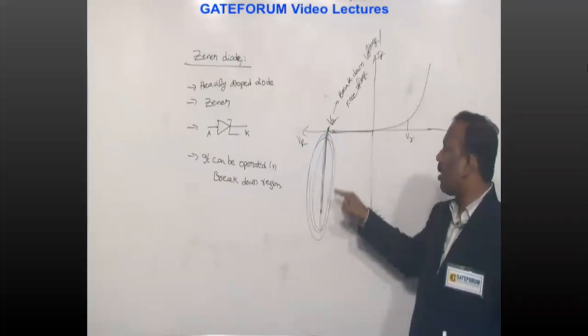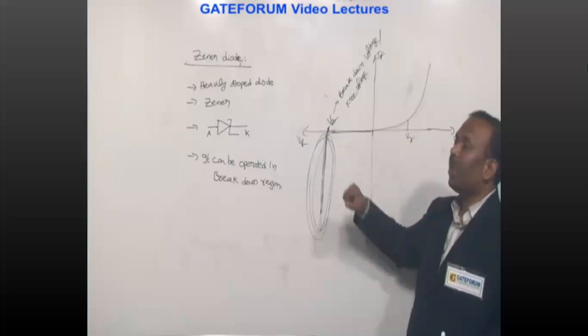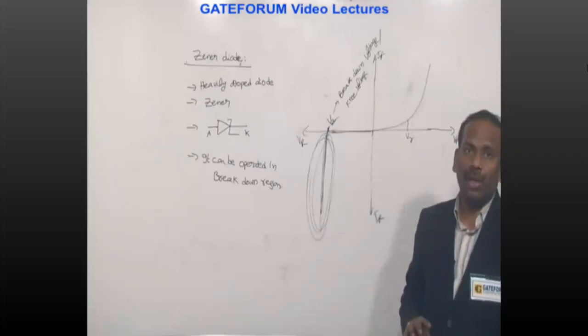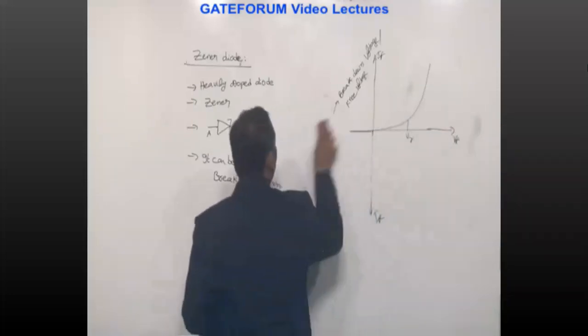This region is called the breakdown region, and the voltage is called the breakdown voltage or Zener voltage, VZ.